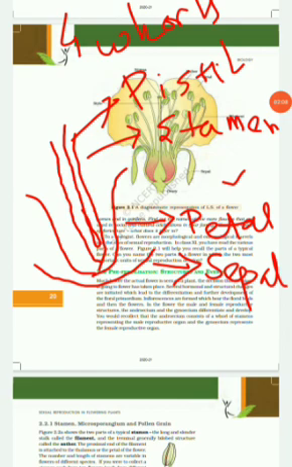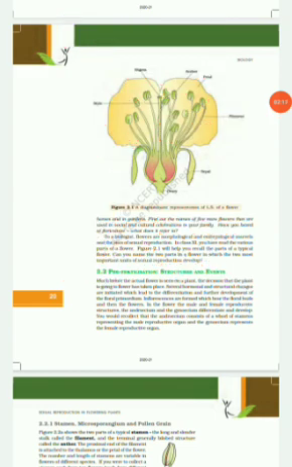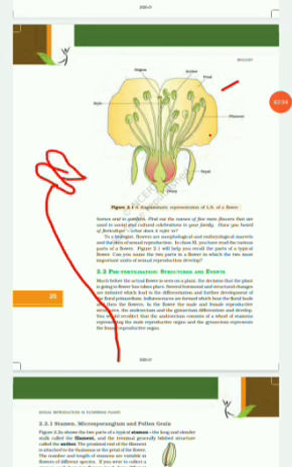So there are four whorls. The outermost whorl is the sepal, second is petal, then the stamen, and then the pistil. Now looking here, we have the petals, the yellow ones. And the male part is the stamen. The stamen of the flower has got a filament and an anther. Here is the filament and the anther, which is bilobed. Now coming to the female part of the flower, it has got a stigma, style, and ovary.